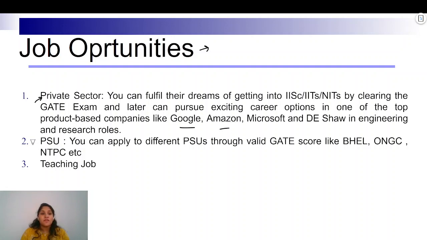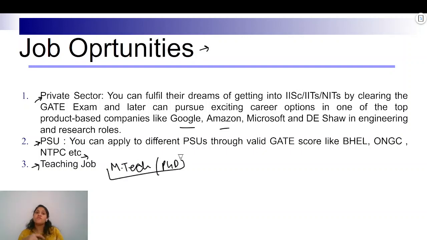Second thing, PSU. You can apply to different PSUs through the valid GATE score like BHEL, ONGC, or NTPC. Just see if your branch is eligible for that PSU or not. If you are eligible branch-wise, then you can appear for their exam also once you have a clear GATE score. And the third thing would be teaching job. If you have done your master's or your PhD, then you are eligible for the teaching job in the private colleges or government colleges of India, where you can get the first job as an assistant professor.